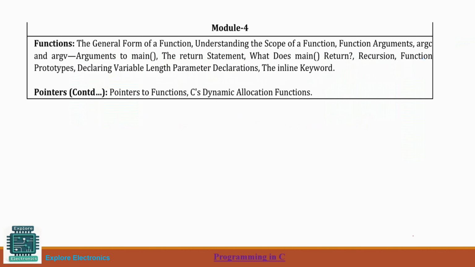So in the previous video, we have already completed module 3. From this video, we are going to start with module 4, and it again includes two chapters. The first one is functions and the second one is pointers. Here, continuation means it's a continuation part of module 3 chapter 2, that is pointers. Only two concepts are left out, that is pointers to functions and dynamic allocation functions.